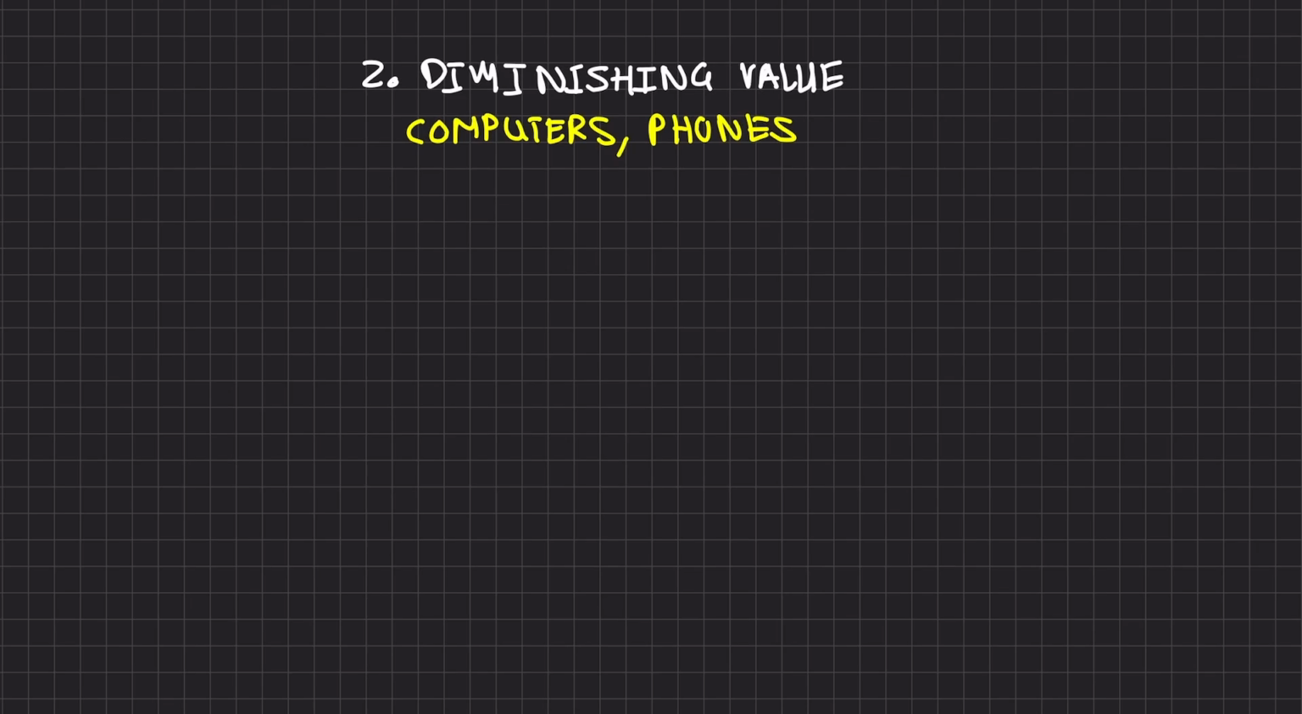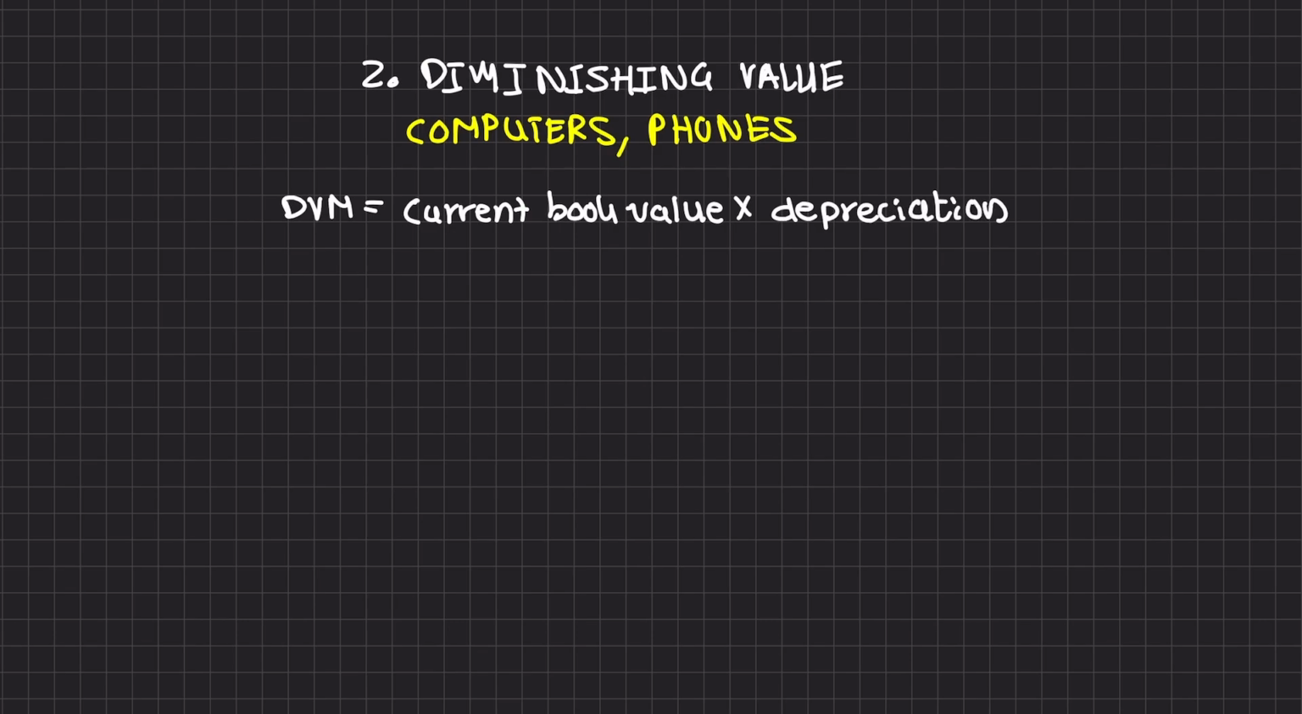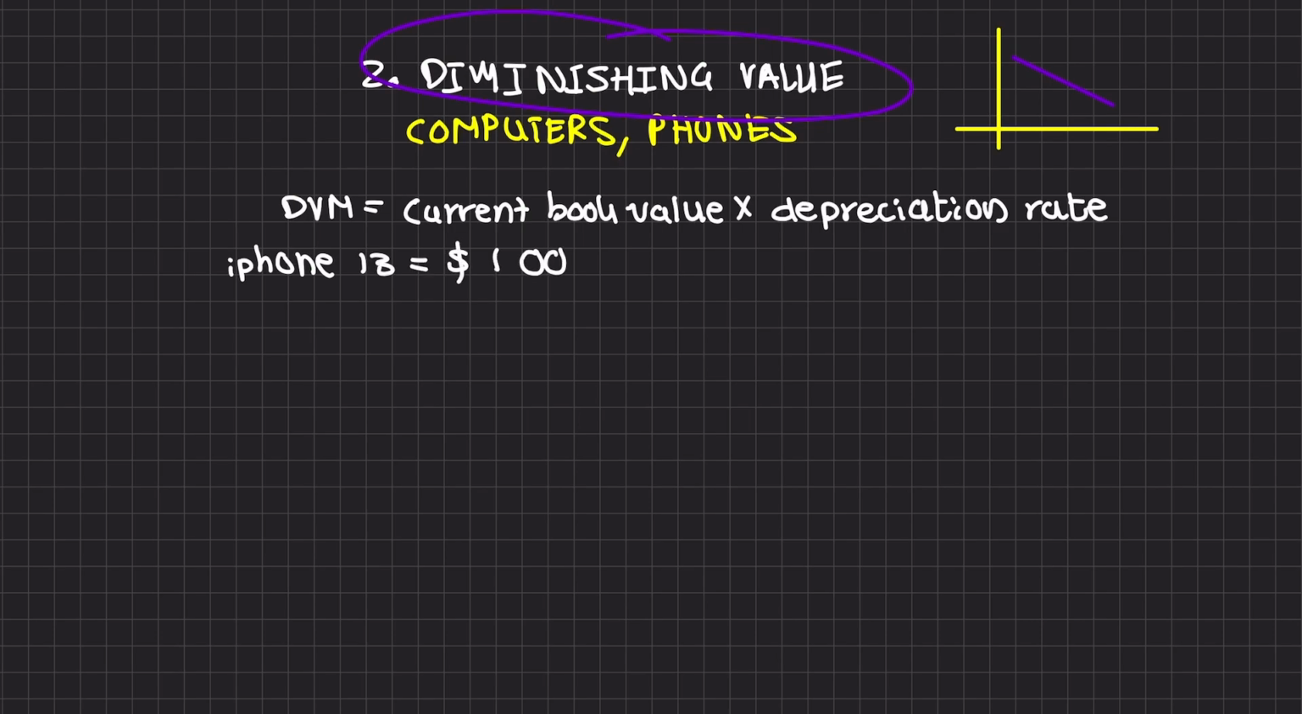The formula for the diminishing value method is actually quite similar. It is the current book value times the depreciation rate, which I know is even simpler. But it's called the diminishing value, meaning that the value of this asset is going to keep decreasing, and we're going to look at that. So if we had an iPhone, let's say an iPhone 13, and it costs about $1,000, cool.